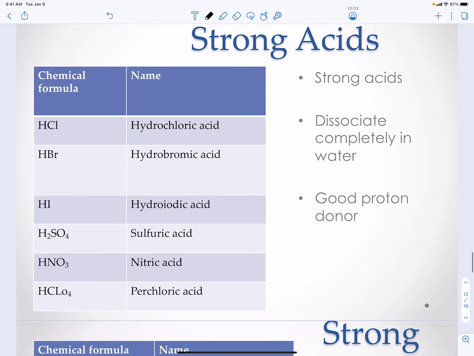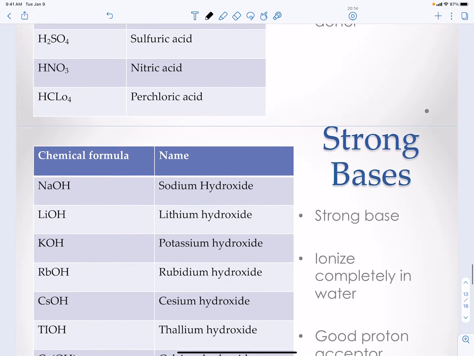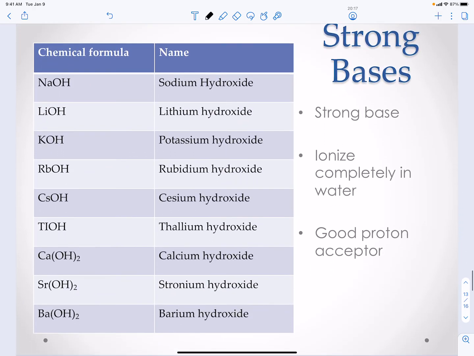So here's a list of strong acids, and all of these are going to dissociate completely in an aqueous environment. They're all going to be good proton donors. We have the ones we talked about earlier. And here are our strong bases. And again, these will ionize completely in water, so they're going to be good proton acceptors.